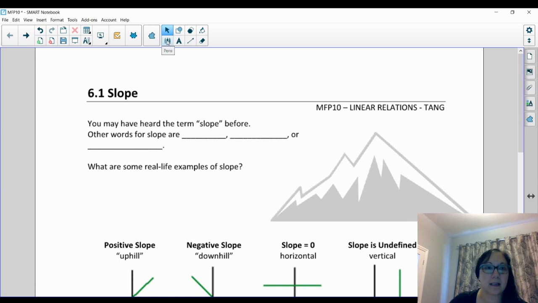Hello, everyone. This is the beginning of Chapter 6, our new chapter on linear relations. And our first section here is on slope. You've probably heard of slope before.